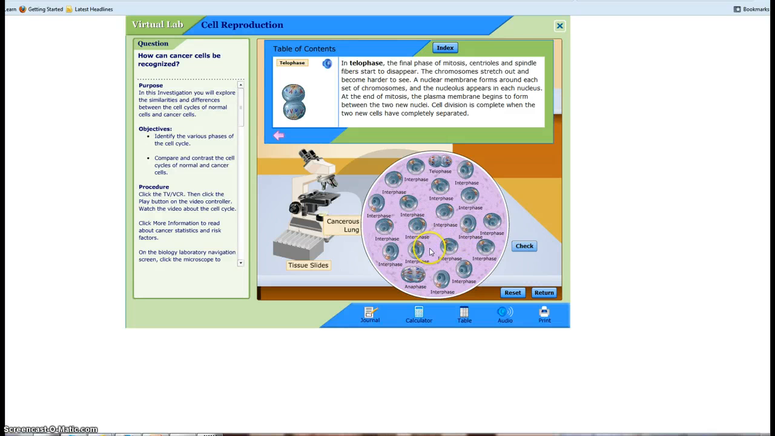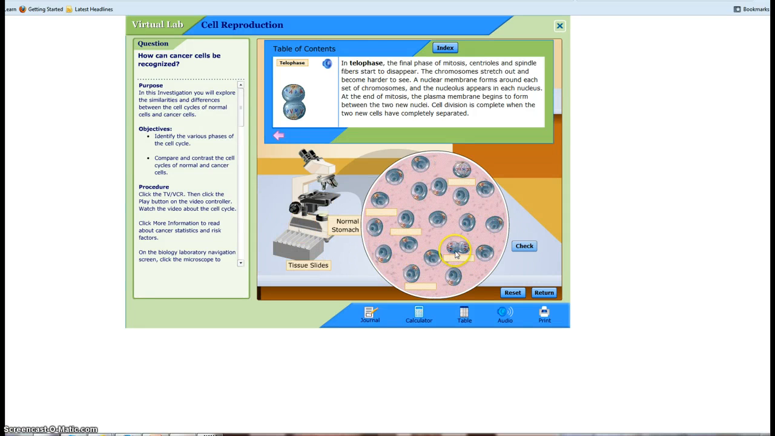Now, a pathologist knows that when he goes back to these, he has all kinds of cells in the body, all kinds of different tissues, and he needs to know what is normal for that tissue. Normal stomach cells, for example, are going to have as much mitosis going on. See, there's mitosis. There's mitosis. 2 out of 20, 10%, will have as much mitosis going on as cancerous lung.